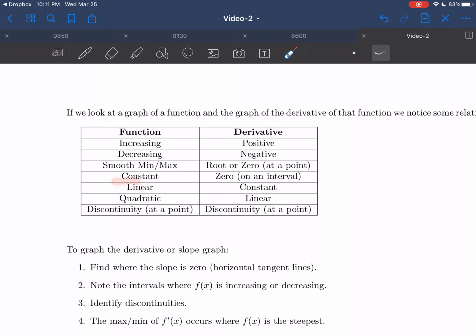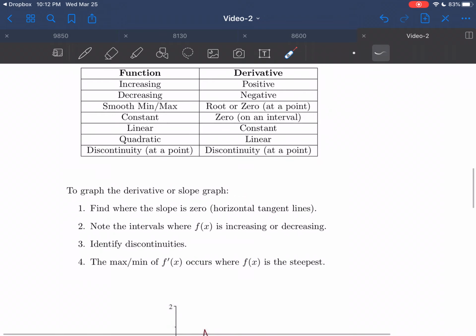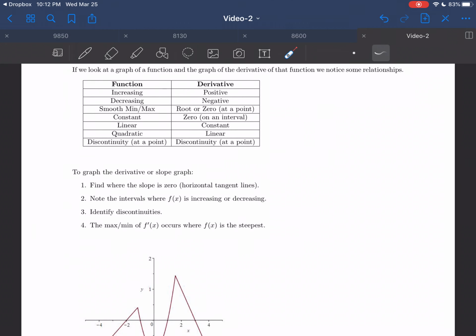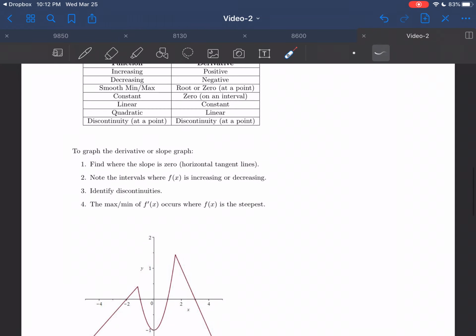If our function is a constant, which just means it goes in a straight line like this, it's not increasing or decreasing, then that means our derivative graph will be 0 on that interval. And if our function is linear, derivative is going to be a constant function. If it's a quadratic, our derivative is going to be linear. And if there's a discontinuity in our function itself, so if there's a hole or something, there's also going to be a discontinuity at that same point in our derivative graph. Okay, so these are some things you should know, these relationships, I guess is the best way to call them.